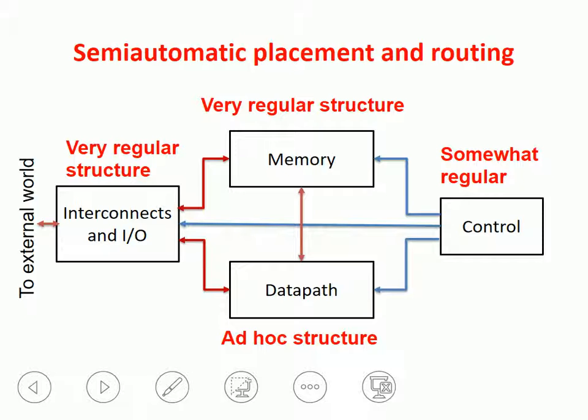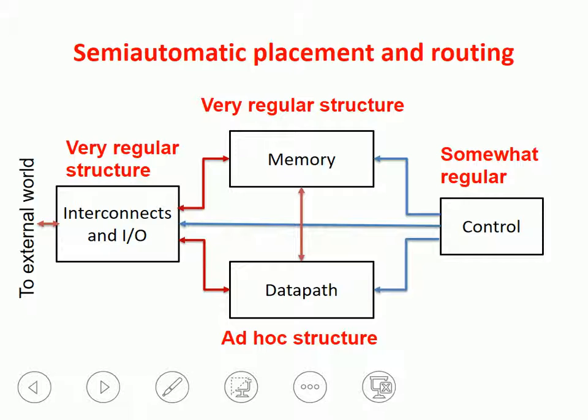For the data path, we have the most customized structure. It's really ad hoc for the particular IC we are considering. The control finite state machine is somewhat regular, and both the interconnects and the memory part are very regular, with a very modular structure. Especially for the memory and the interconnects, the design can go pretty fast by using semi-automatic placement and routing of the blocks.